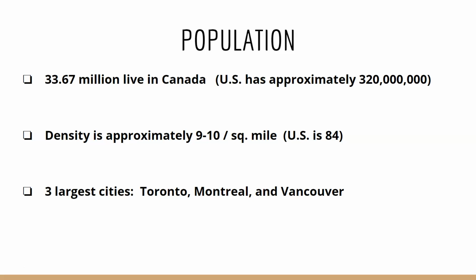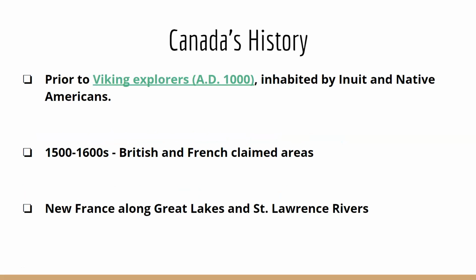The population density, which, reminder, is always measured in people per square mile or per square kilometer. In Canada, it averages out to about 9 to 10 people per square kilometer, which means that in comparison to the United States, it's much less densely populated, because in the United States that average is about 84. When it comes to urban centers in Canada, our three largest cities are Toronto, Montreal, and Vancouver, respectively.